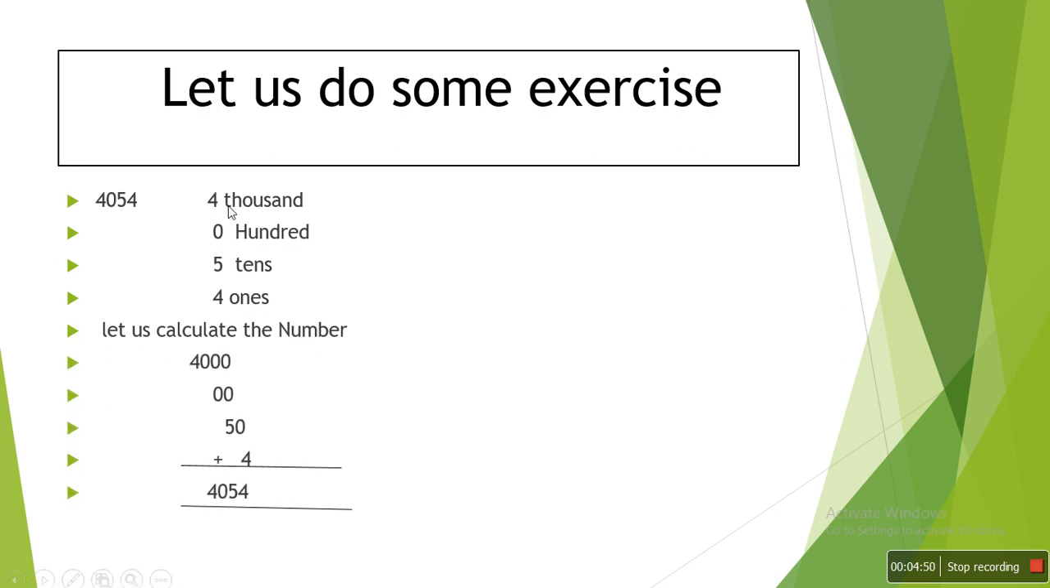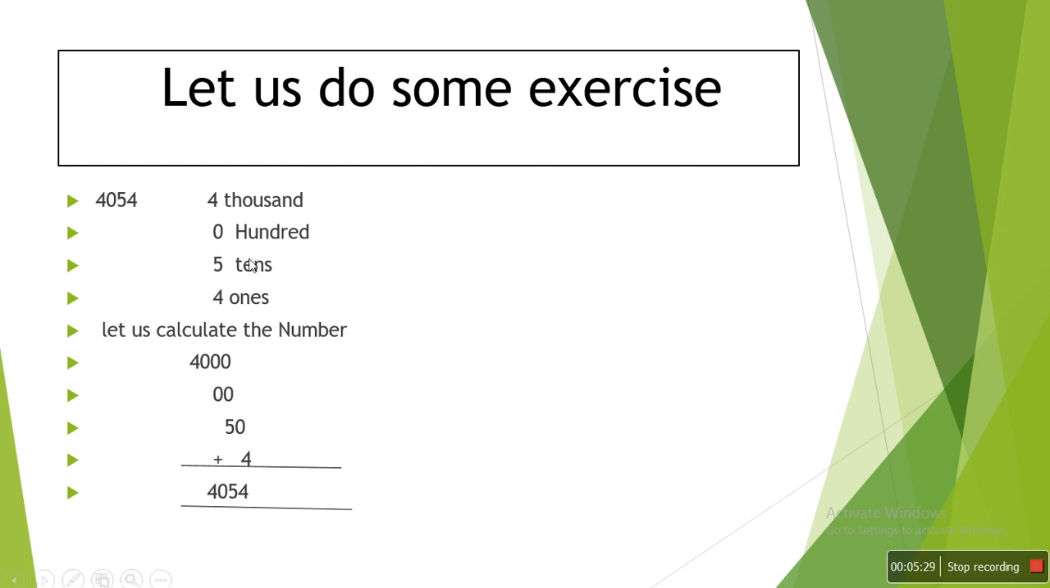Because 4 is in thousands place, that's why we will write 4000. And here 0 is in which place? Students, it is in hundreds place, that's why we have written 0. You may ask me a question: why have we written 0? Because if you write 100, then how many hundreds are in the 0 place? You will find 0 in the hundreds place. That is why we have written 0, because 0 is in the hundreds place.